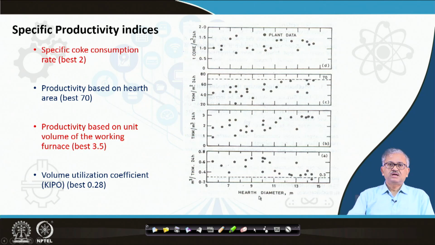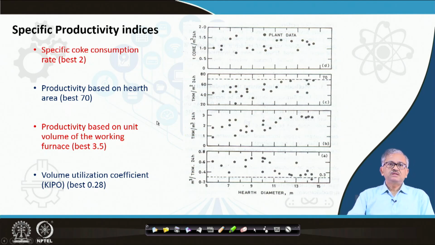If you are increasing the hearth diameter, this slightly increases like this. So with hearth diameter, you can see how your productivity is increasing. You can find this is a very good value: 3.5 is the maximum value.